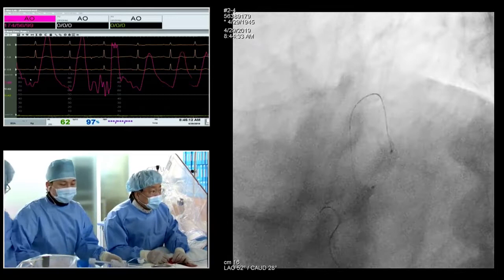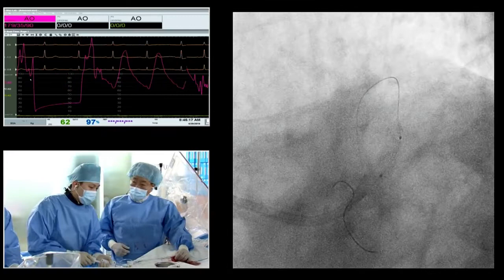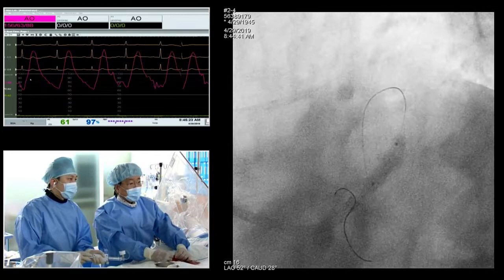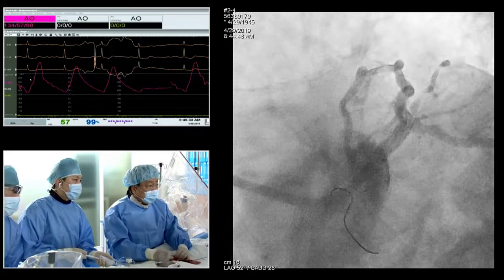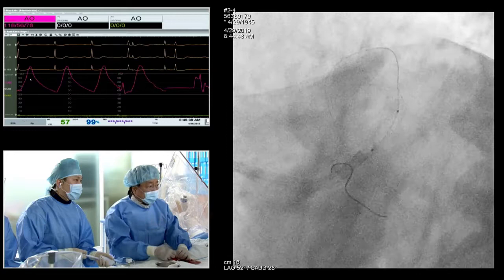Okay, inflate. Inflate. What is the nominal? 14. 14. 16. 4.05. Okay, deflate. Deflate. All right. Test, please. It's a kind of very proximal part, including the side branch here. Test, please. It's a kind of part, okay, here.